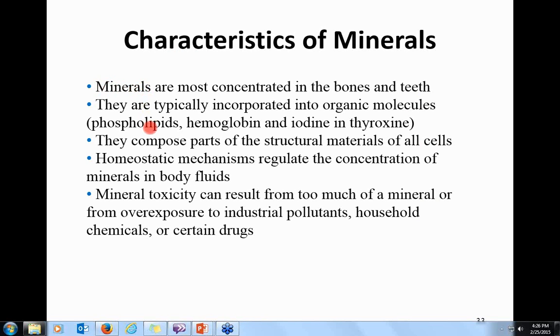They play a very important role. For example, hemoglobin, needed to carry oxygen and carbon dioxide. Iodine is needed to make hormones. Phosphate groups for phospholipids. They're structural, homeostatic, and of course some of them can lead to toxicity. I'm thinking of the heavy metals like lead and mercury, but there's other forms of toxicity as well.